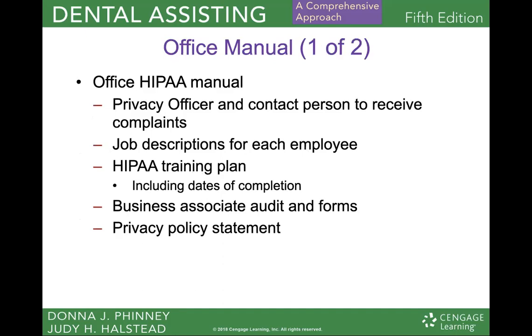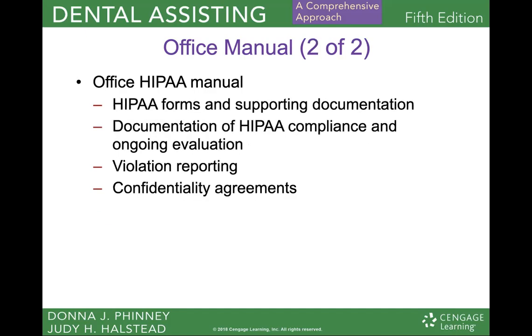The Office HIPAA Manual includes much of the information necessary to enact HIPAA. It contains the HIPAA training plan, completion dates for each employee, business associates and their audit forms, the policy statement for privacy, and job descriptions for each employee. HIPAA forms and supporting documentation, violation reporting, and confidentiality agreements are also included. It's a good idea to evaluate how PHI is handled and what measures can be taken to ensure compliance with the HIPAA privacy standard.